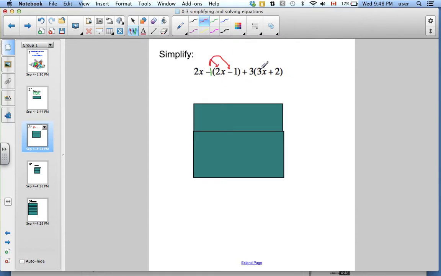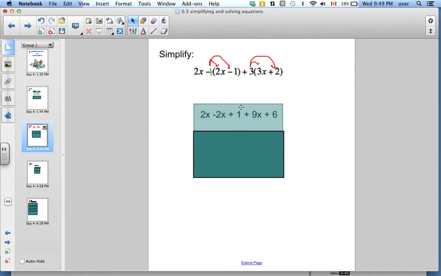So you're going to move to your next one, positive 3. We're going to multiply positive 3 into 3x, and then multiply positive 3 into 2. So from here, when we multiply through, we're going to have 2x, negative 1 multiplied by 2x gives us negative 2x, negative 1 multiplied by negative 1 gives us positive 1, positive 3 multiplied by positive 3x gives us 9x, positive 3 multiplied by 2 gives us 6.